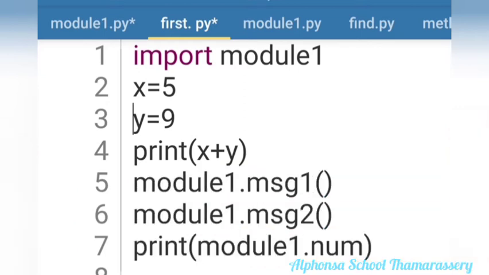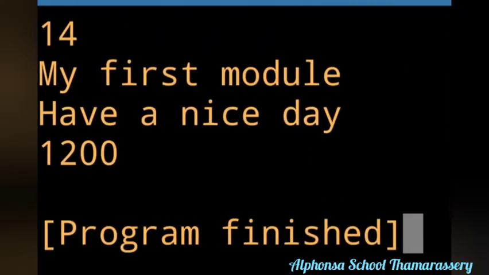Now we can see the output. It prints 14 because 14 is the sum of x plus y, which is specified in the present program, and my first module is the msg1's output, and have a nice day is msg2, the second function's print statement, and 1200 is the variable's value which is specified in module1.